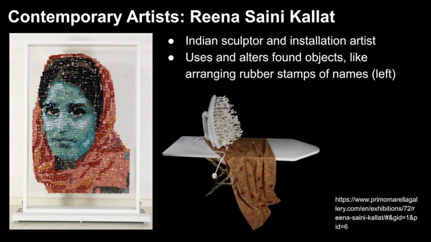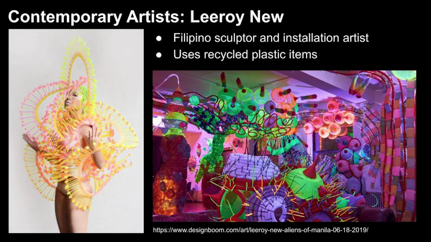Another contemporary artist, we've got Reena Kalet. This is an Indian sculptor and installation artist who uses and alters found objects, like arranging rubber stamps of names. So that is what you see on the left. And then here we've got a sort of ironing board situation, but very creative, interesting artist here. And then here we have Leroy New. This one is very exciting and colorful and just a bit of eye candy, to be honest.